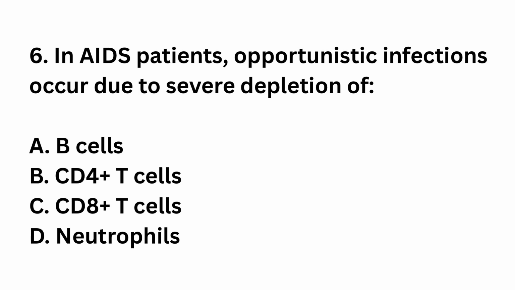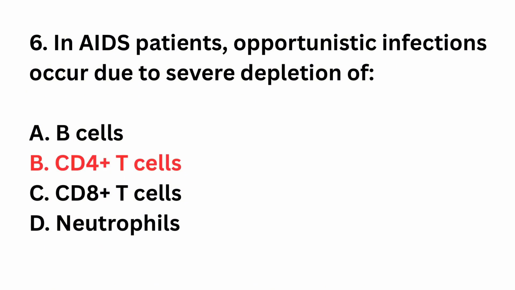Question number 6. In AIDS patients, opportunistic infections occur due to severe depletion of B cells, CD4 plus T cells, CD8 plus T cells, neutrophils. The right answer is option B, CD4 plus T cells. HIV destroys helper T cells, weakening immune regulation. This allows opportunistic pathogens to infect easily.